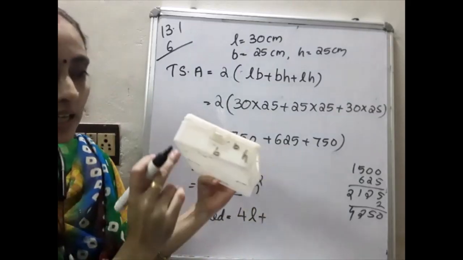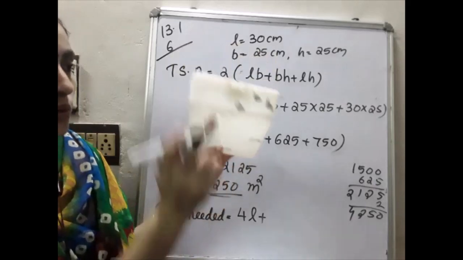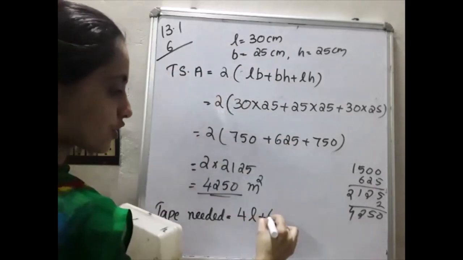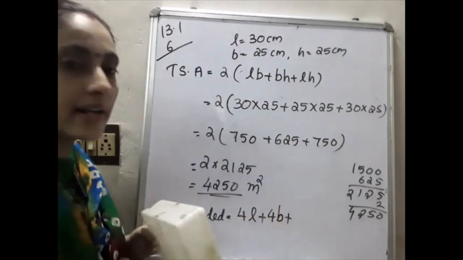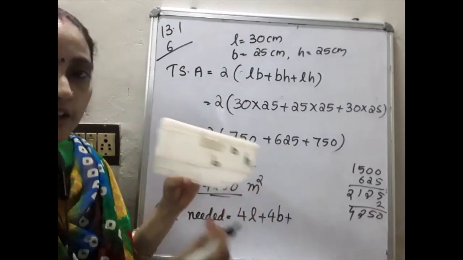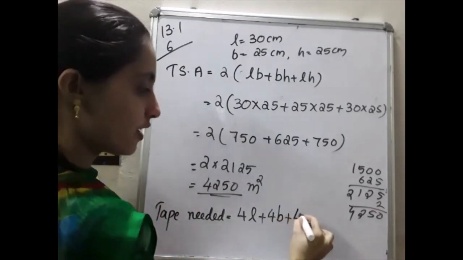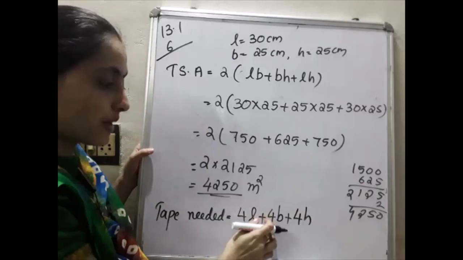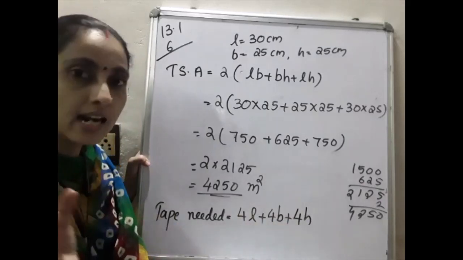How many breadths are there? 1, 2, 3, 4. So 4B. How many heights are there? 1, 2, 3, 4. So 4H. That is 4 plus 4 plus 4, that is 12 total edges.